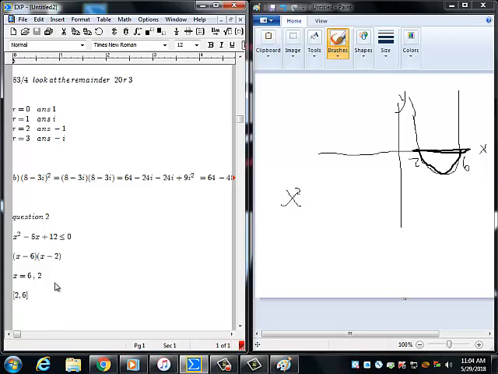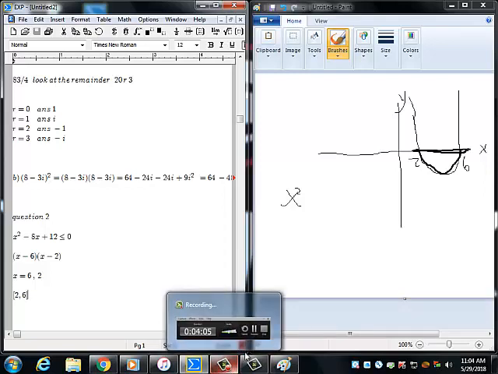If not, what most people do is they just do x is less than or equal to 6, x is less than or equal to 2. They get the 6 part right, but they don't get the 2 part right. And then they think that they're close. Not at all, nowhere near it.